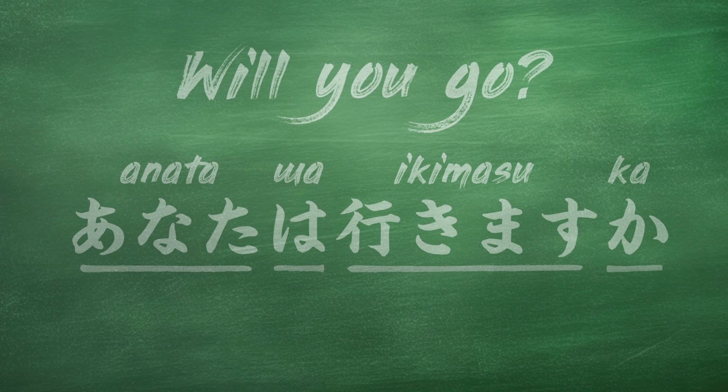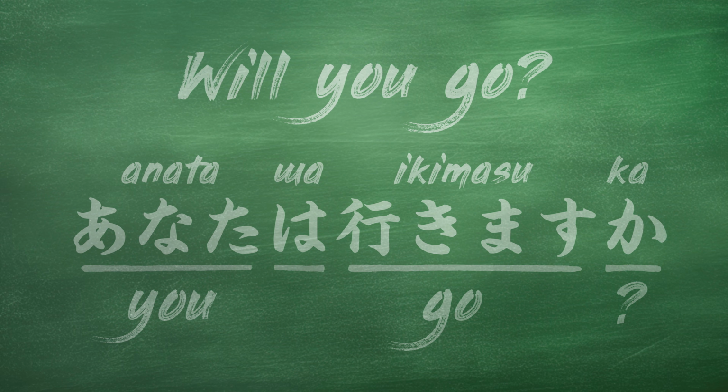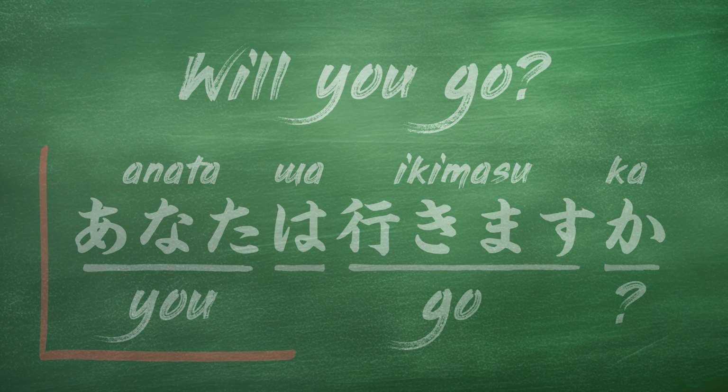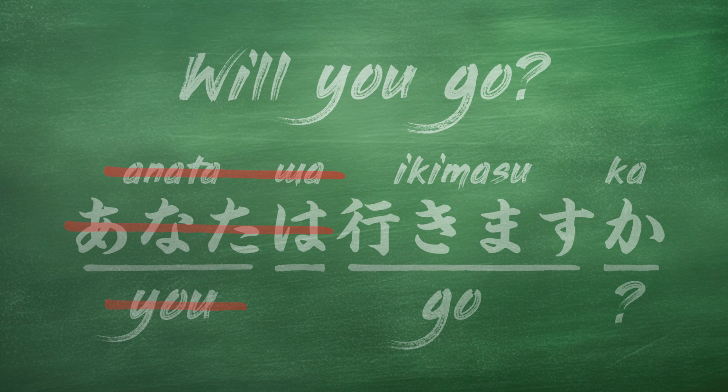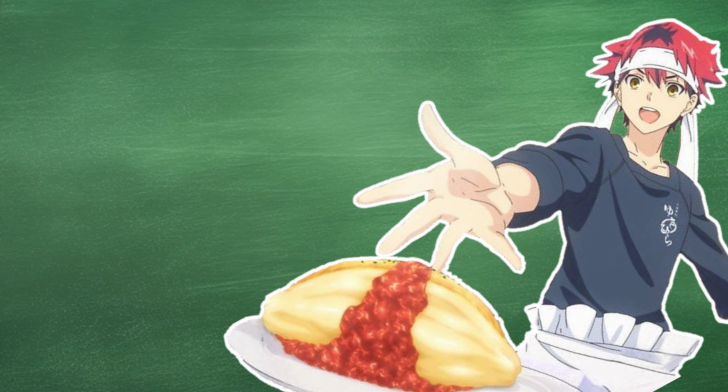For example, the sentence, will you go? In Japanese, a full sentence would be, anata wa ikimasu ka? Or literally, you go? But in this case, the you is obvious from context, because I'm speaking to you. That's why the most natural Japanese is simply ikimasu ka? Or literally, go?